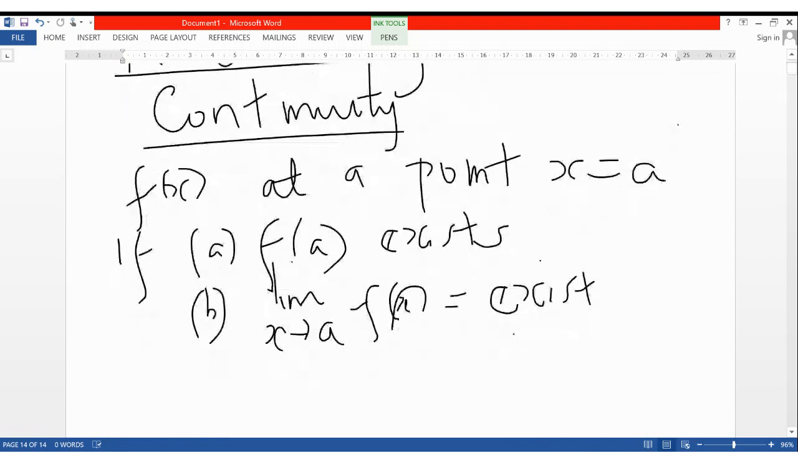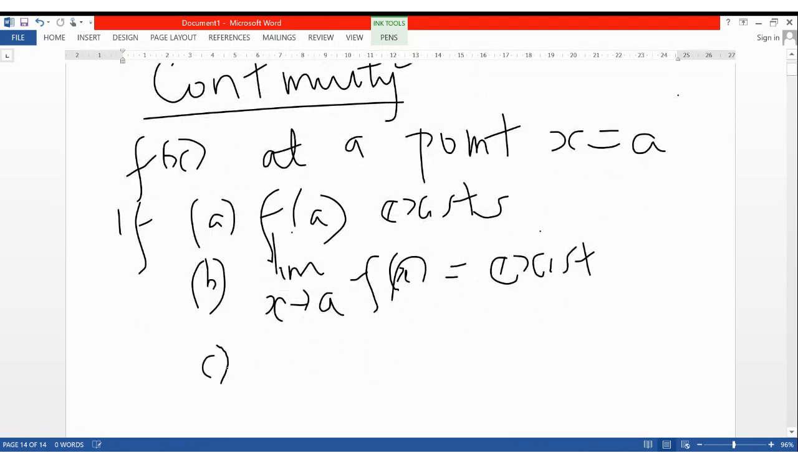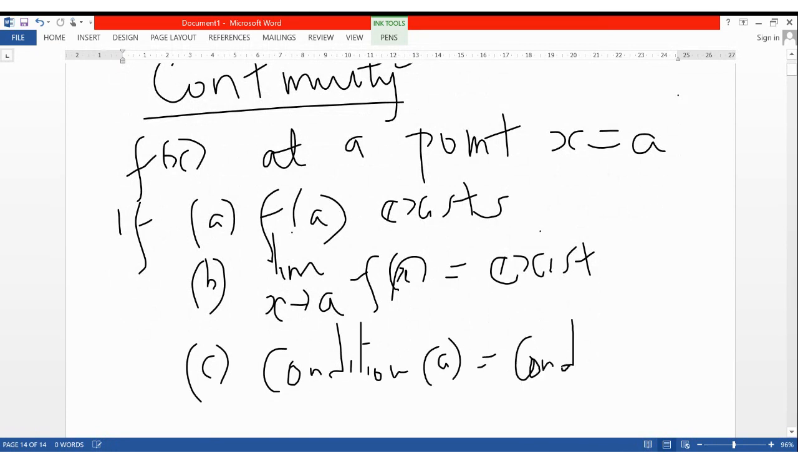And then part c, the value you get for condition a has to be the same as the value you get for condition b. Basically, the answer for a and the answer for b must correspond. They must be equal. So that is the continuity at a point.